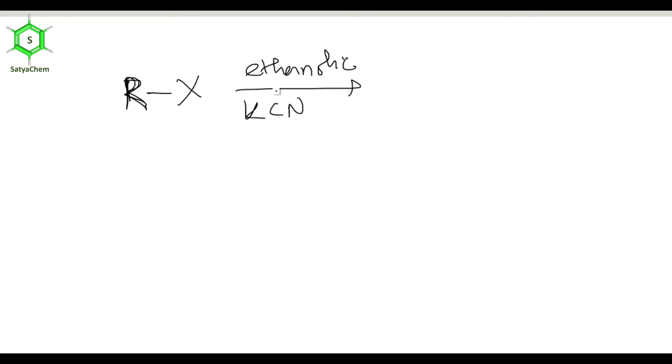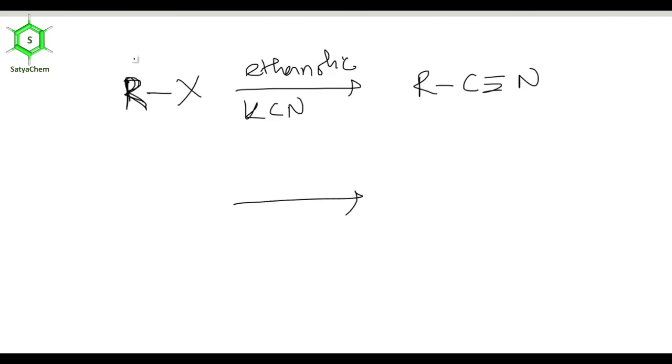So now, I'm going to give you a very good example. After that, your concept will be more clear. RX is any alkyl halide. I'm considering RX as a primary alkyl halide, and you are treating this primary alkyl halide with ethanolic KCN. In that case, the product is alkyl cyanide.